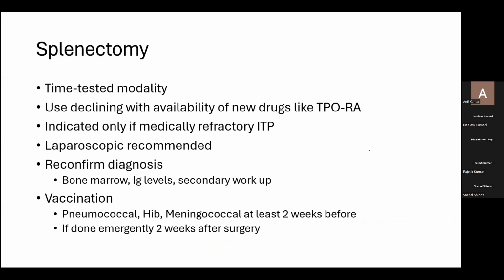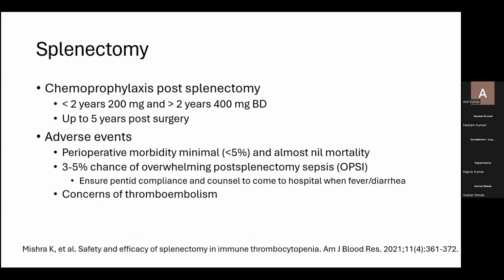And remember to vaccinate the children before splenectomy, at least 2 weeks before, for capsulated organisms: pneumococcus, HIB, and meningococcal. If you're unable to do that because it's an emergency procedure, at least make sure that by 2 weeks post-splenectomy the child gets the vaccines. And post-splenectomy, they have to be put on penicillin prophylaxis. Sorry, I forgot to write penicillin there. Less than 2 years will get 200 mg, and more than that, 400 mg twice a day. And this has to continue up to 5 years post-surgery.